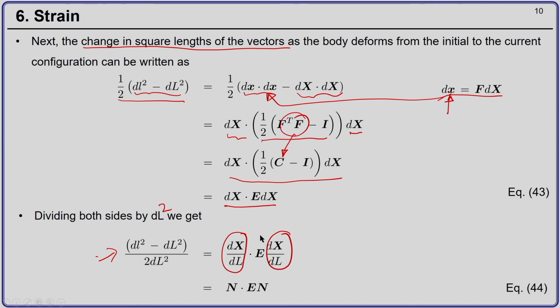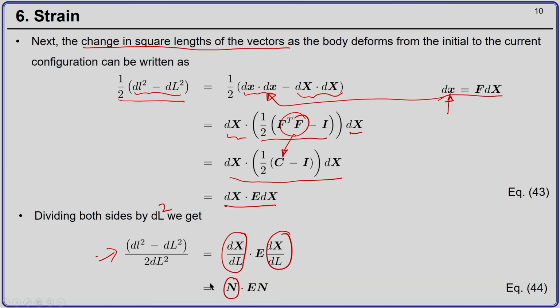And what is dX by dL? So, dX is the vector, dL is the length. So, vector divided by its length gives you the unit vector along the direction of the vector, N. So, we get N dot E N.